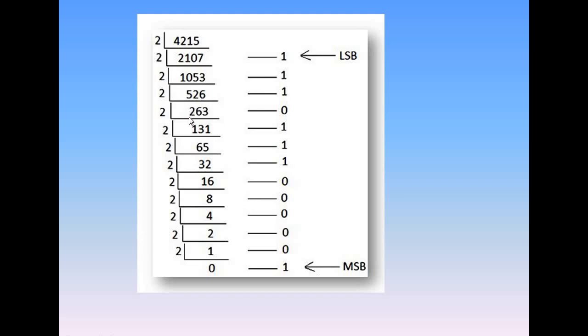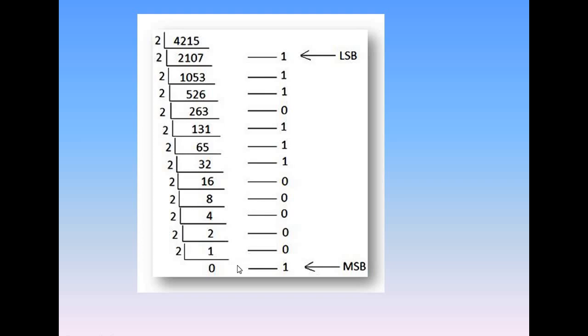Then we have 263, remainder is 0. Then you have 131, remainder is 1. Then you have 65, remainder is 1. 32, remainder is again 1. Now you have 16, 0, 8, 0, 4, 0, 2, 0 and 1, 0.